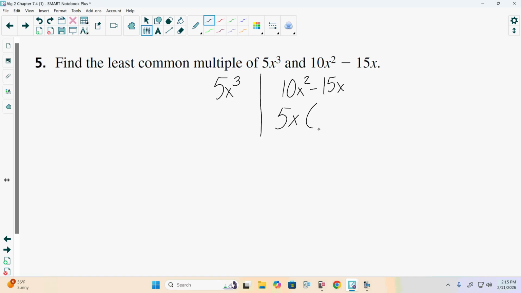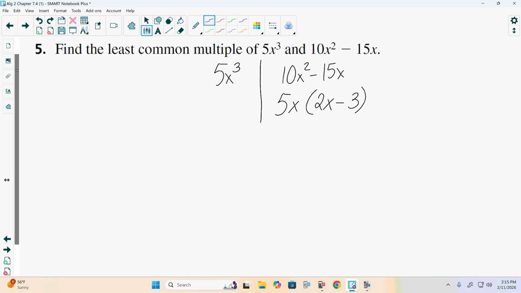And if we factor 5x, we divide 10x squared by 5x. 10 divided by 5 is 2. And when we remove one of the x's from x squared, we get x. Minus 15 divided by 5 is 3, and the x factors out completely. So we factor that out. What's left inside the parentheses is 2x minus 3. The degree is 1. There's nothing left in common with 2x and 3. That's as simplified as it gets. And that's actually completely factored.